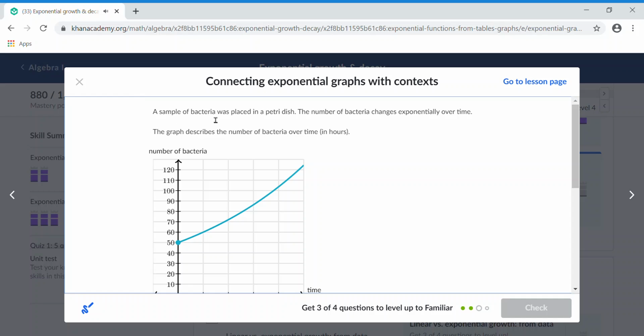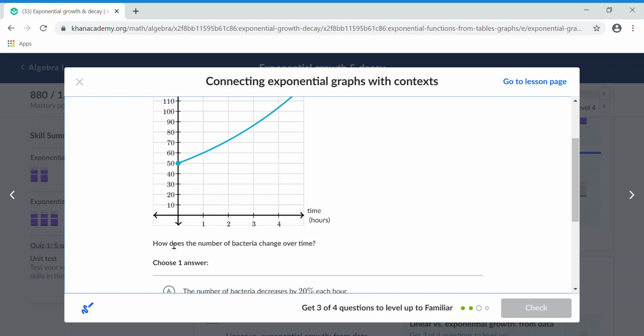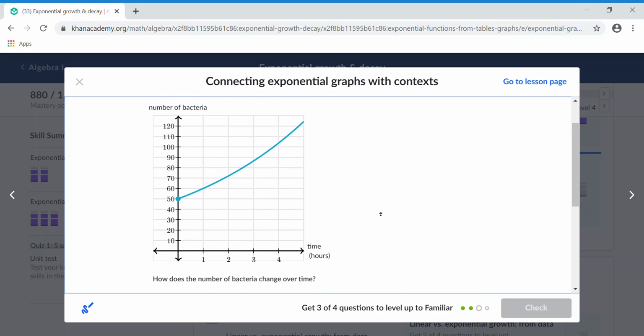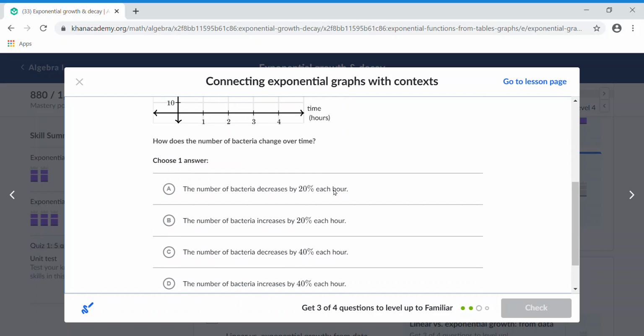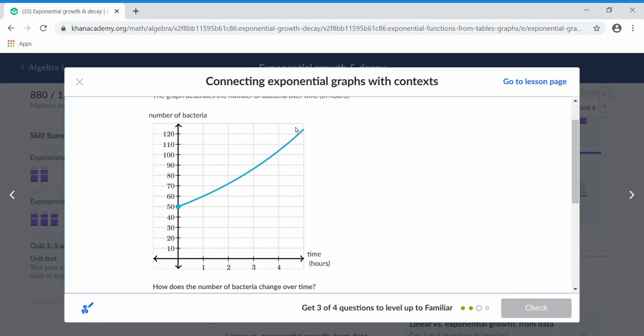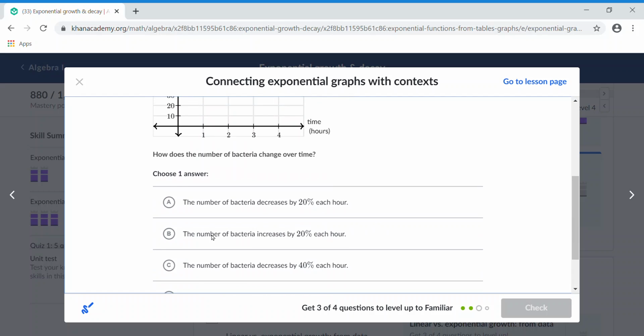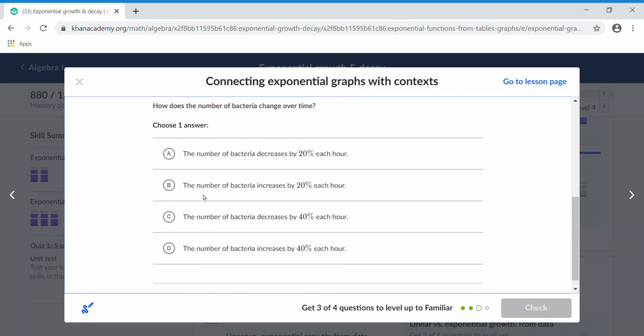A sample of bacteria was placed in a petri dish. The number of bacteria changes exponentially over time. The graph describes the number of bacteria over time in hours. How does the number of bacteria change over time? So it does not decrease because it has exponential growth. The number of bacteria increases by 20%.